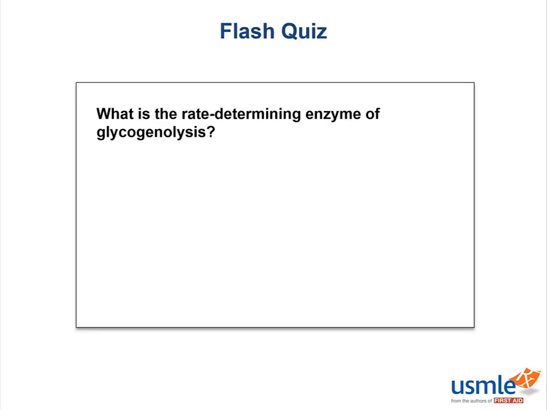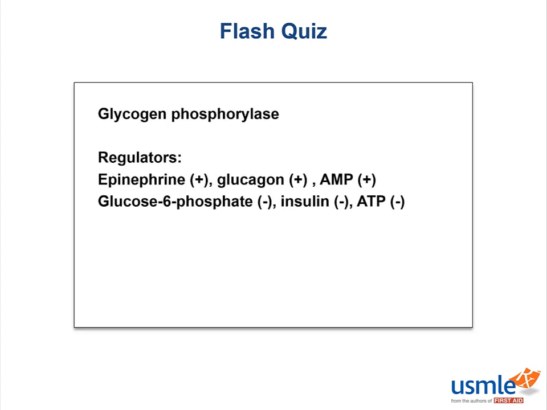Great. Let's do a quick flash quiz. What is the rate-determining enzyme of glycogenolysis? Yes, glycogen phosphorylase is the rate-determining enzyme of glycogenolysis. Extra credit if you thought of the regulators too.